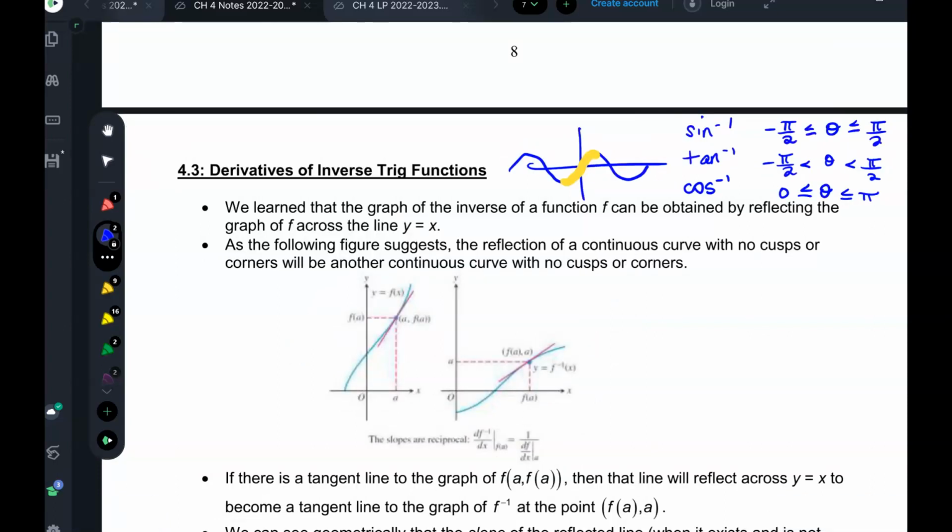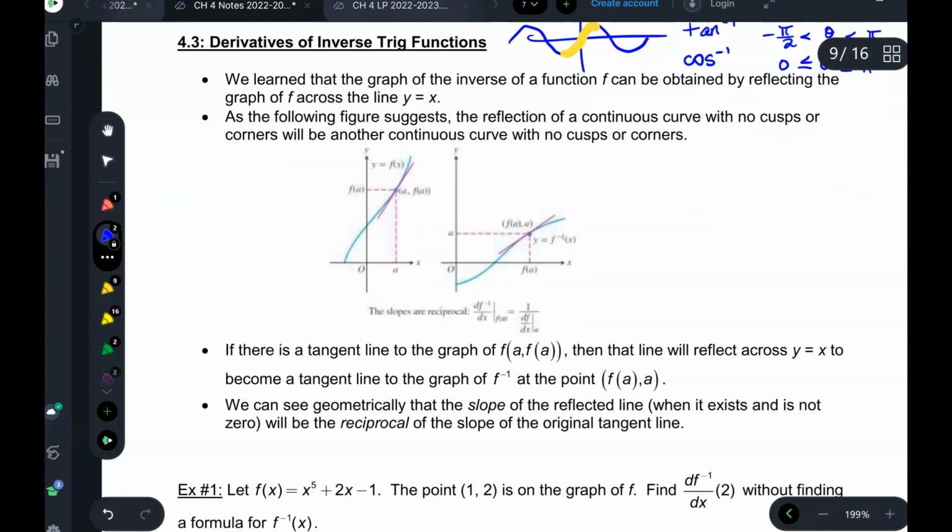Here's just some function. We have a point a, f of a. If we did the inverse, what happens with our x and y values? They switch. When you're trying to find the inverse of something, we switch the places of x and y. And if we want to find the derivative of that, we take the reciprocal of the derivative of the original function at f of a. It's a little confusing, but the derivative of the inverse is the reciprocal of the derivative of the original function.